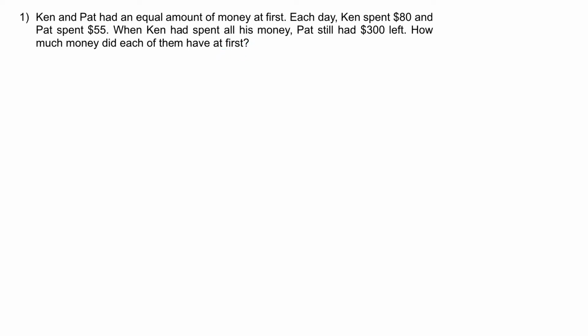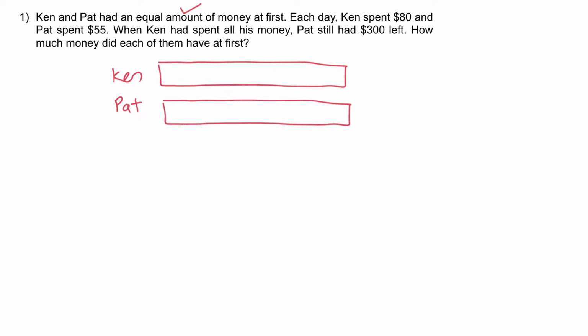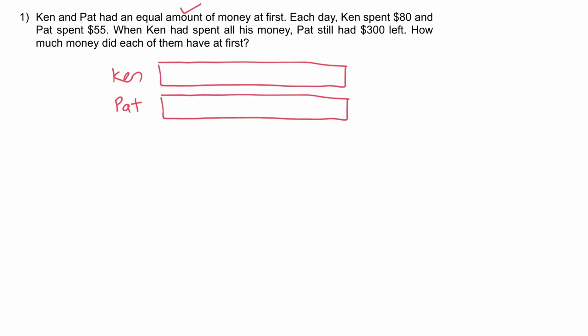Okay, so what we need to do is, let's start with the first information. Sentence number 1. At the beginning, we have Ken and then we have Pat. They each had the same amount of money. So let's draw out the model. Ken and Pat had the same amount of money.